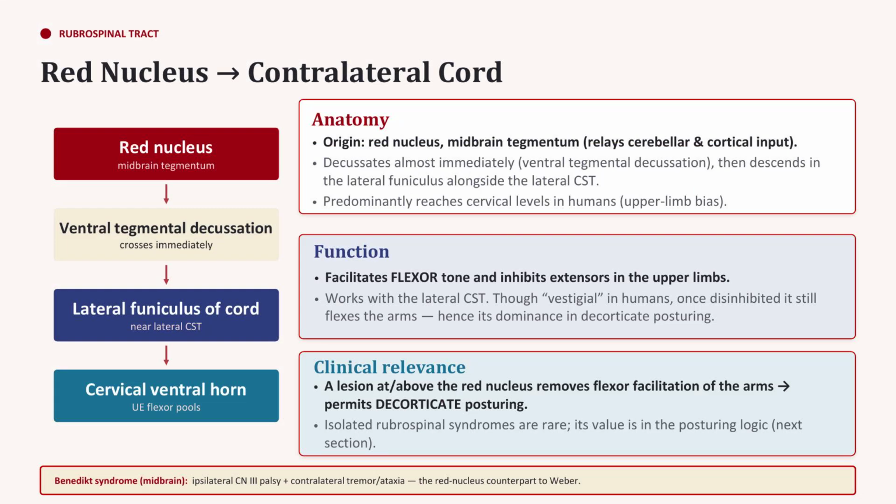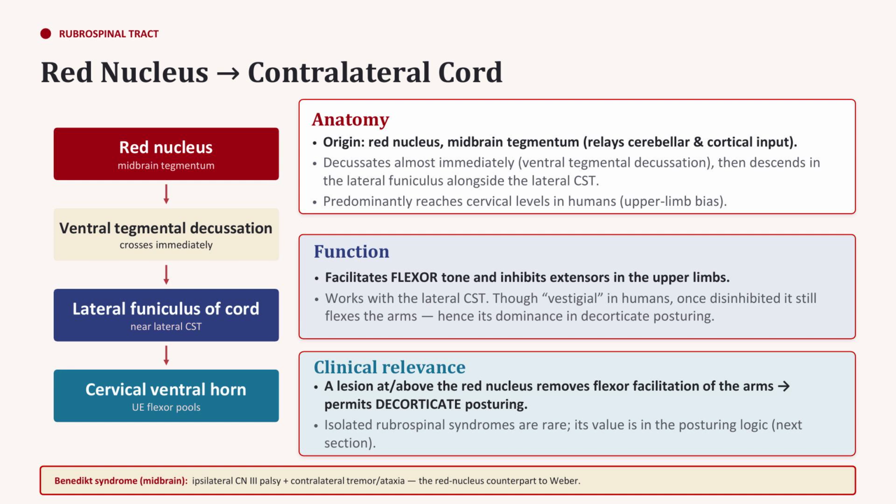The rubrospinal tract originates in the red nucleus of the midbrain tegmentum, which itself is a relay for cerebellar and cortical input. Its fibers cross almost immediately in the ventral tegmental decussation and descend in the lateral funiculus, running right alongside the lateral corticospinal tract. In humans, it projects mainly to cervical levels, giving it an upper limb bias. Functionally, the rubrospinal tract facilitates flexor tone and inhibits extensor tone in the upper extremities. In many mammals, it is a major motor pathway, but in humans, it is relatively minor and largely subsumed by the corticospinal system. So why do we care?